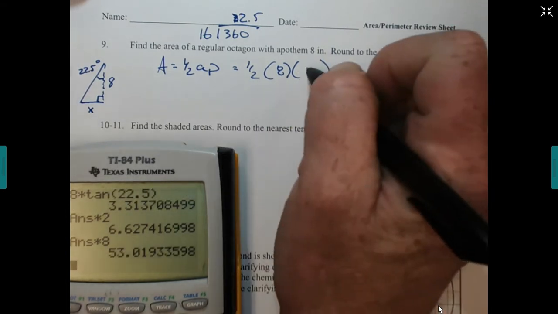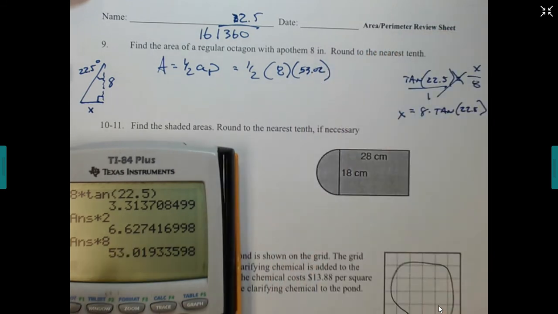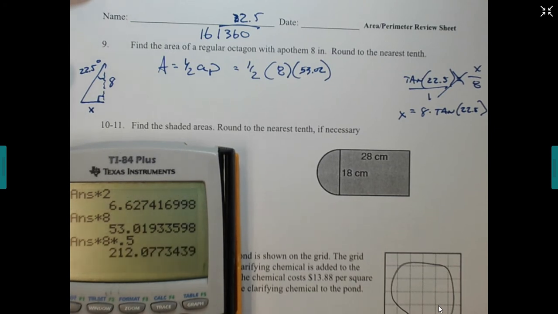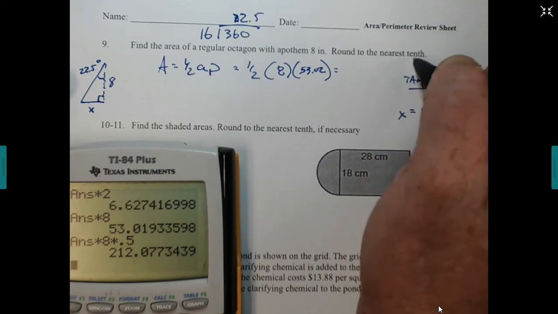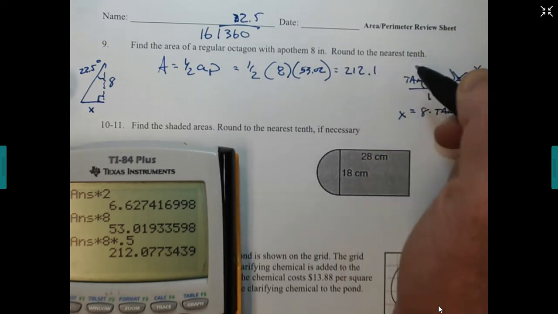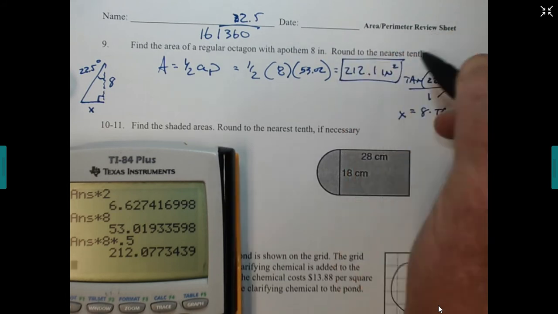So I'm even going to write down 53.02. But I'm not going to get rid of this unrounded value. I'm just going to take that answer times 8 and times 1/2. There's the area of my regular octagon, round to the nearest tenth. 212.1 to an area, so it's inches squared.